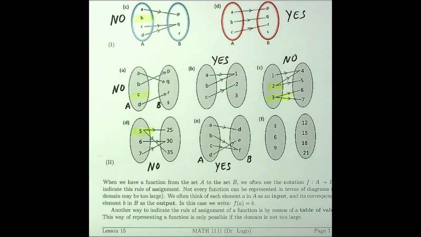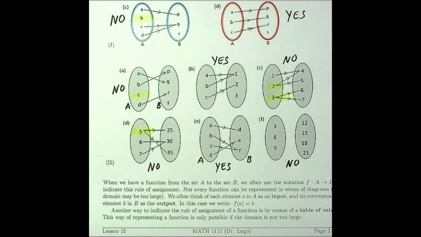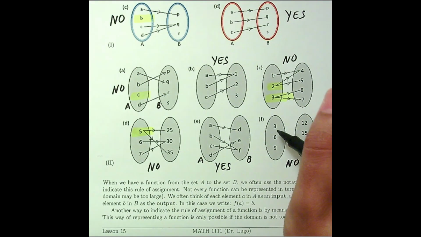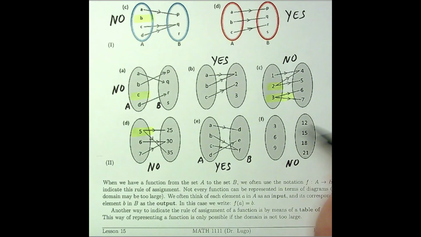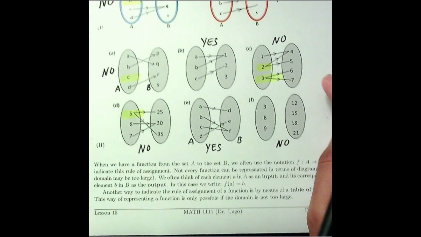If you said no, that's correct, because there's no assignment, right? No element in this set has anything assigned to it in the other set. There's no rule of assignment to begin with. There's 2 sets, but there's no rule of assignment. There's no arrows at all, so that's not a function.